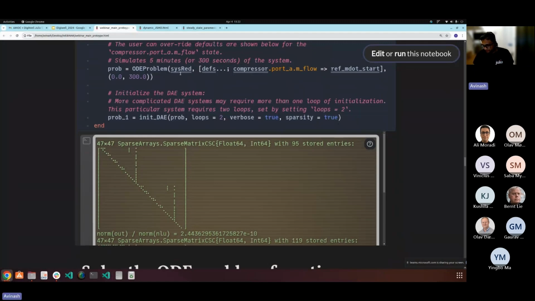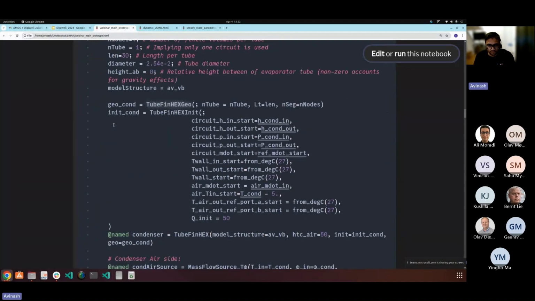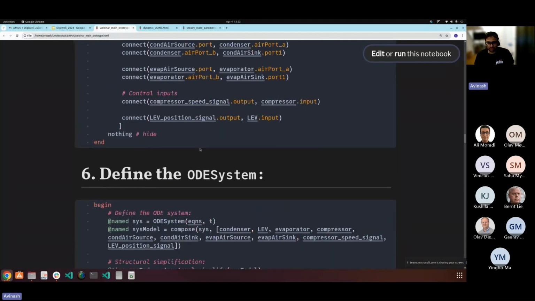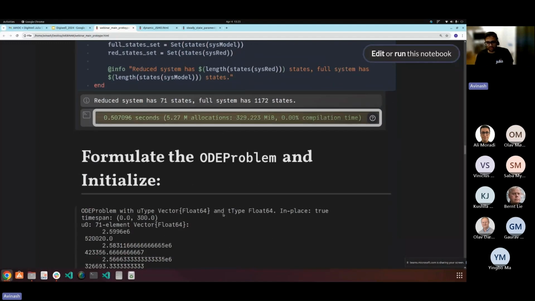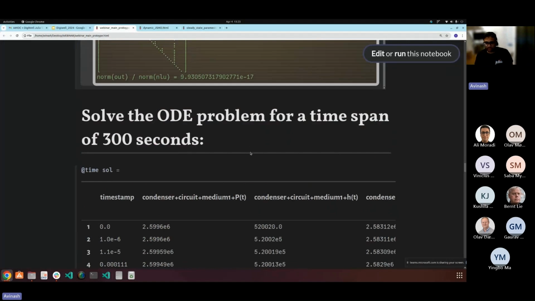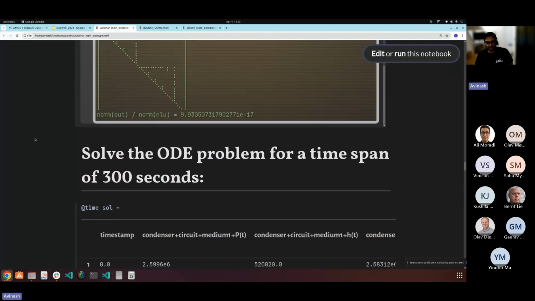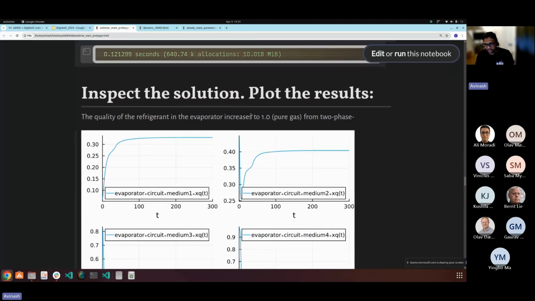And in particular, when you use a large number of nodes or large number of finite volumes, this tends to be a large system. So scaling to large systems tends to be important. And so there are some decomposition strategies, some strategies to solving this initialization system that we implemented. So then this ODE problem can be solved, and we have the Julia ecosystem to plot the results and so on.